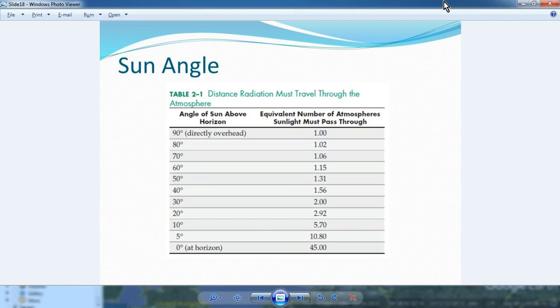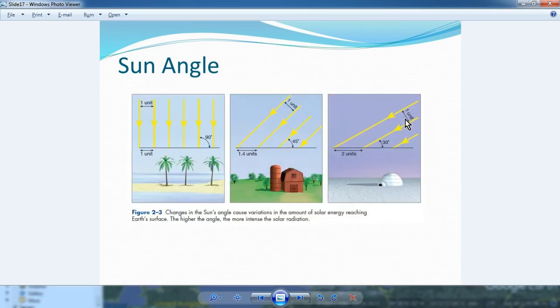Here's another one. Okay? Earlier, if the solar angle is small, the maximum being 90 degrees, the 1 unit of the sun's energy is spread over a larger area. If the solar angle is 90 degrees or bigger, the 1 unit of energy is spread over a smaller area, which is just 1 unit.